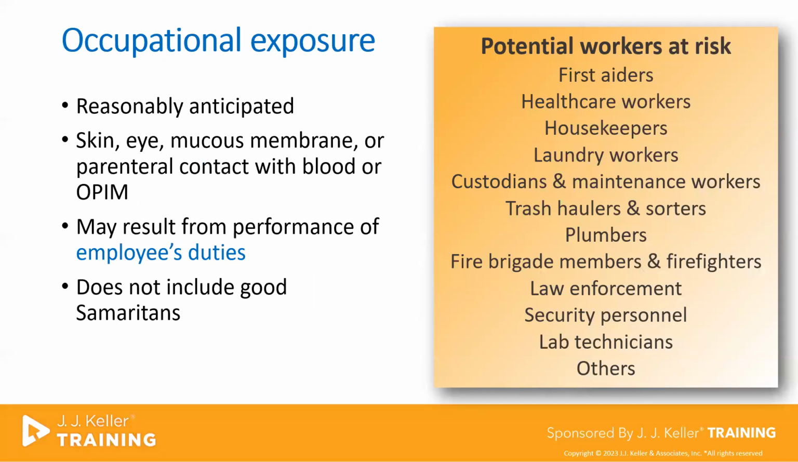So 1910.1030 applies to occupational exposure. Now, an exposure incident is actual contact only, but occupational exposure is reasonably anticipated contact with blood or OPIM. In addition to being reasonably anticipated, the contact must result from the performance of a worker's duties. You would not reasonably anticipate an office worker to have contact with blood or OPIM. However, if you designate that office worker to perform first aid involving blood-related injuries of coworkers, now that worker does have occupational exposure.